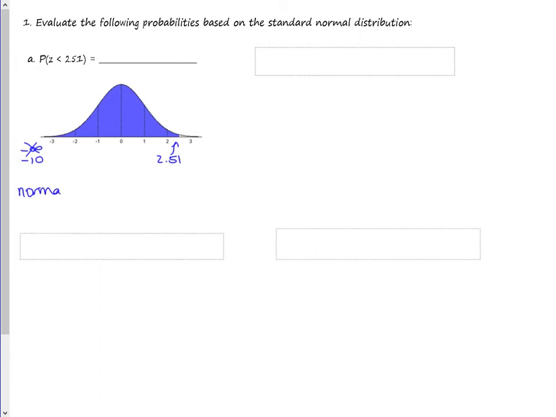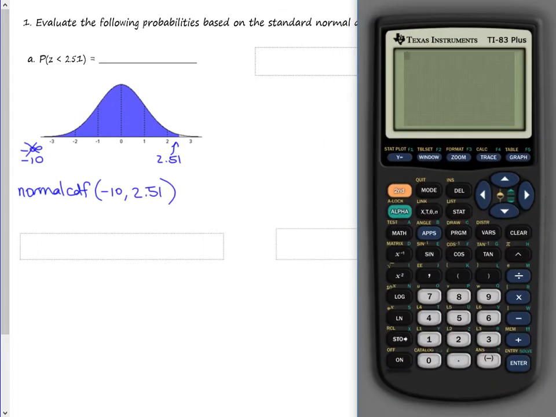calculate normal CDF, negative 10 up to 2.51, and that would get all the area to the left. So doing that, we would do second distribution menu, normal CDF, negative 10 to 2.51, and our answer is 0.9940 to 4 decimal places.